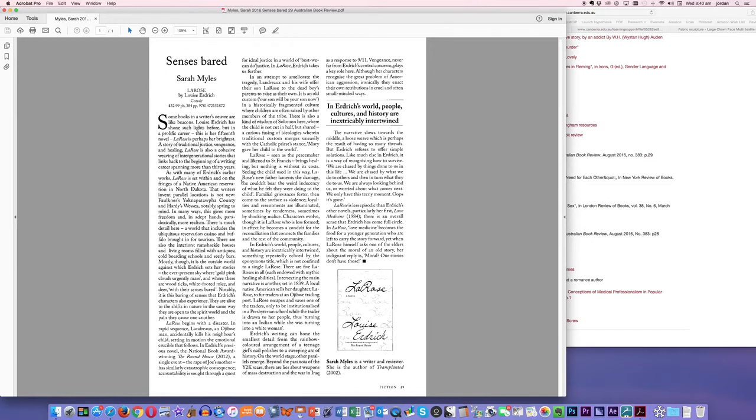Another thing to note is how this reviewer and how this particular journal, the Australian Book Review, uses quotes. So little quotes here and there. You know, "couldn't bear the weird indecency of what he felt they were doing to the child." So do that also in your book review, because of course it makes it more interesting.